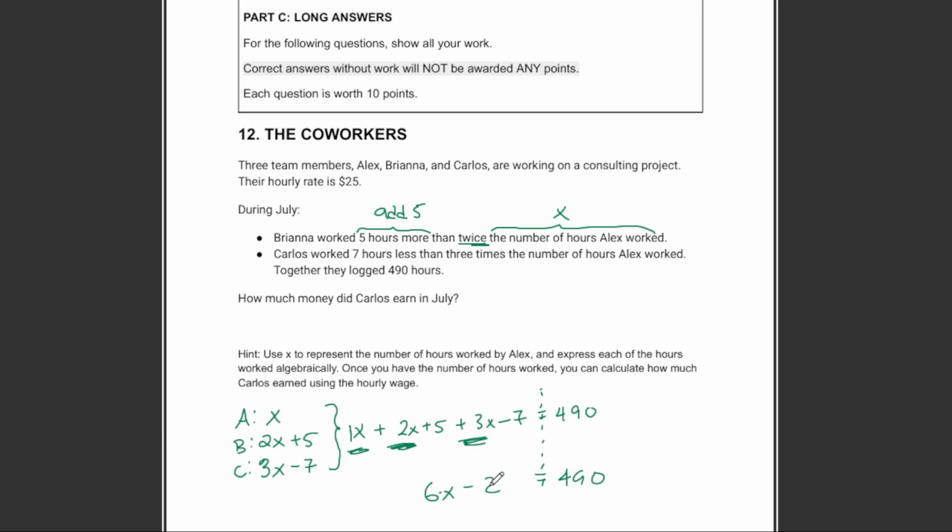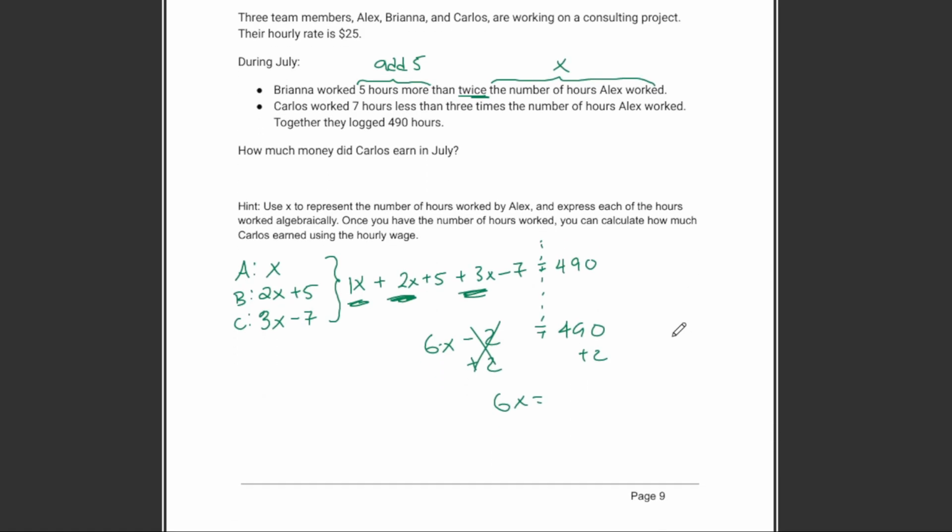Multiplication happens first, then subtraction. Subtraction is what we're going to undo first. Plus 2, that goes away. 6x equals 492. And now we divide here by 6, divide here by 6, that goes away. X is equal to 82.